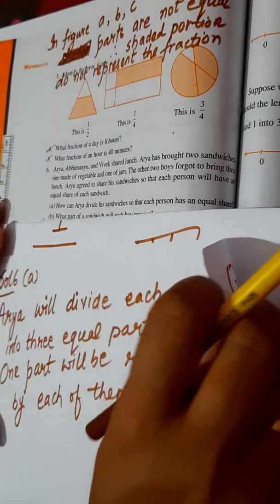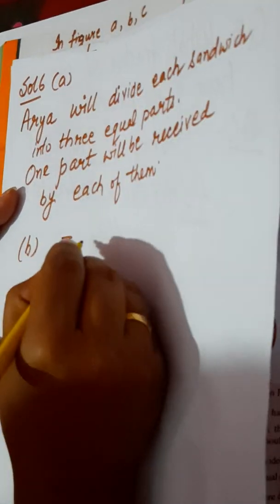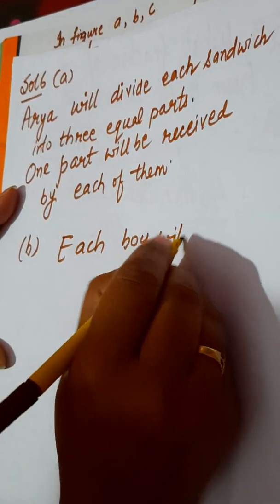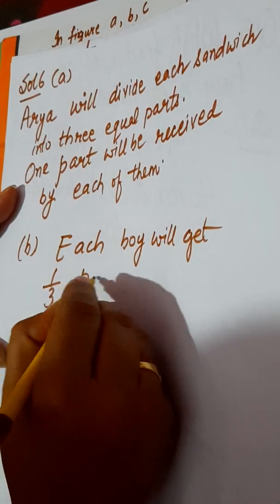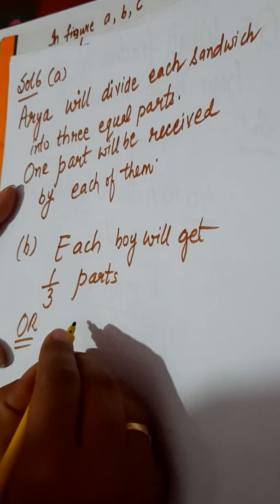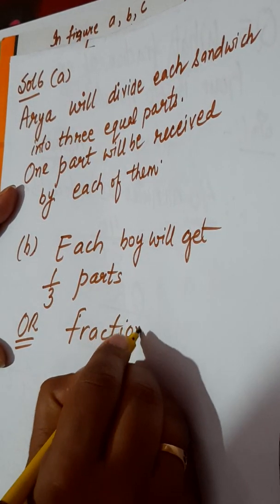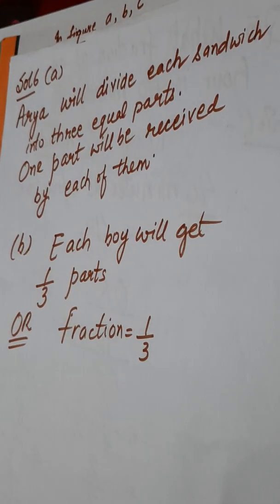So my answer of B part will be each boy will get 1/3 part, or simply we can say that a fraction is 1/3 because fraction means you have to divide into equal parts.